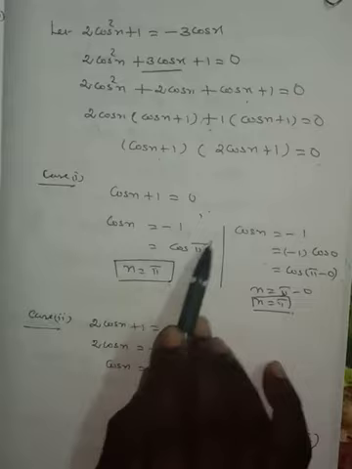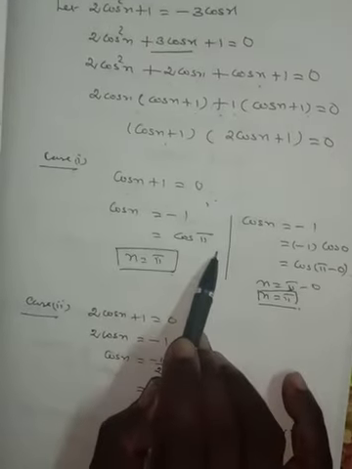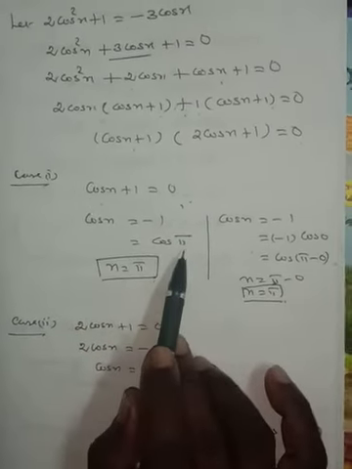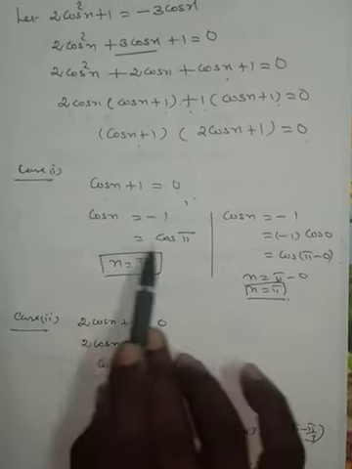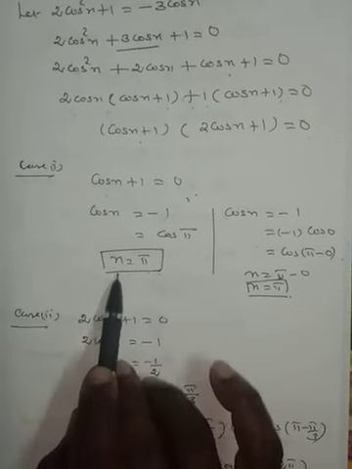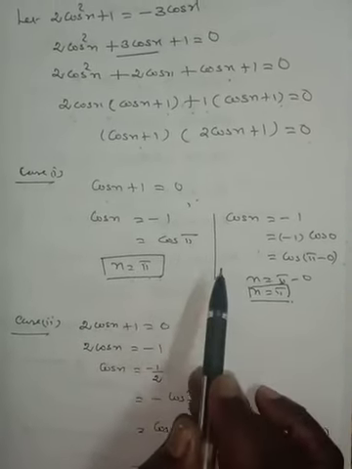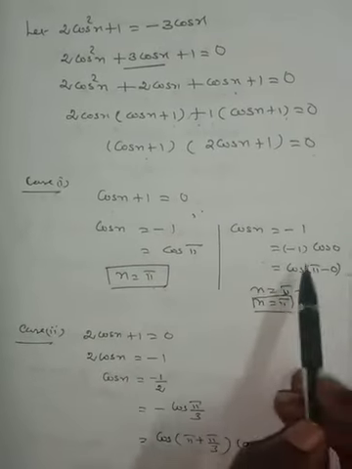Minus 1 in terms of cos, cos pi is minus 1. Therefore x is equal to pi. Taking cos inverse on both sides, we have x is equal to pi. Next, 2 cos x plus 1 is equal to 0.